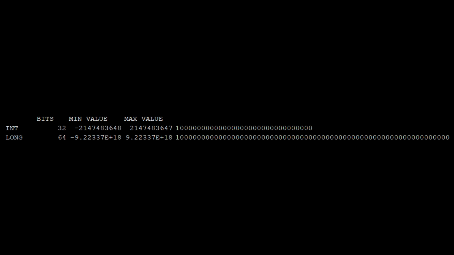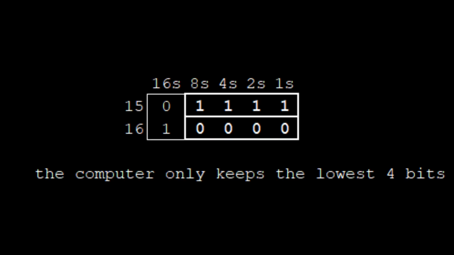An integer is 32 bits and a long is 64 bits. Two important things to note are that because they have a finite number of possible values, these values can overflow. For example, if we stored 15 as an unsigned 4-bit data type and added 1, the value would become too large to fit in 4 bits. So what happens is that any bits larger than the capacity of the data type are dropped, so the result of 15 plus 1 would be 0.